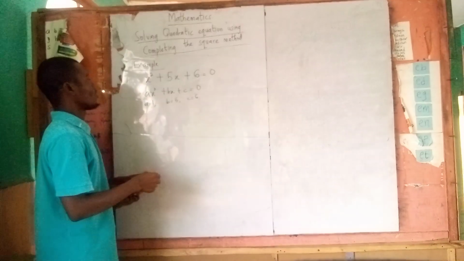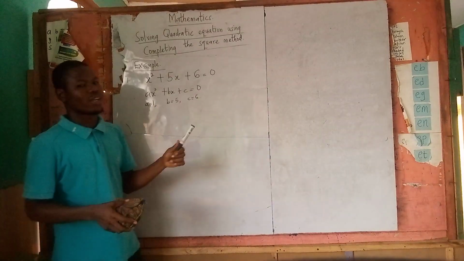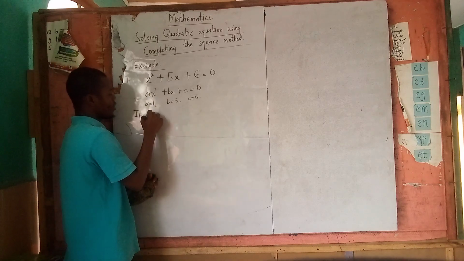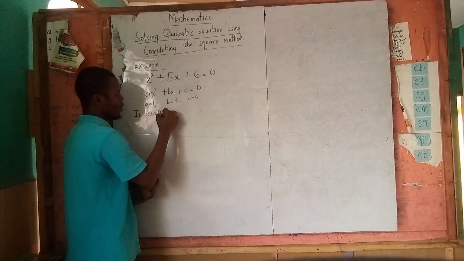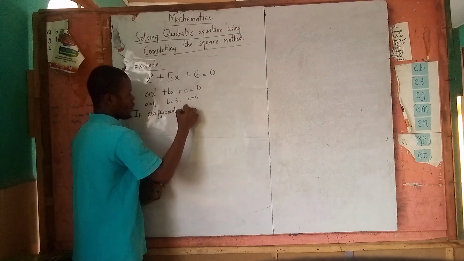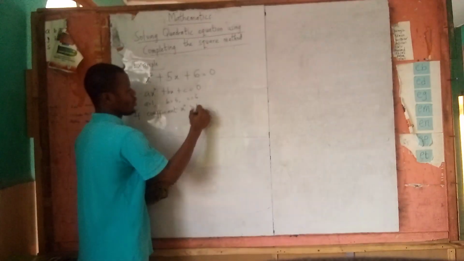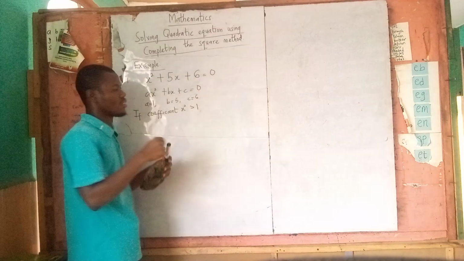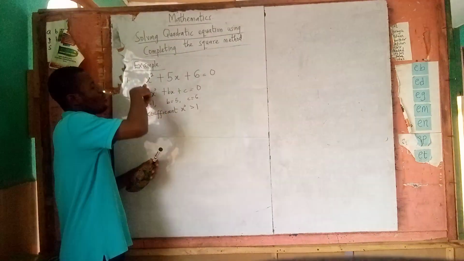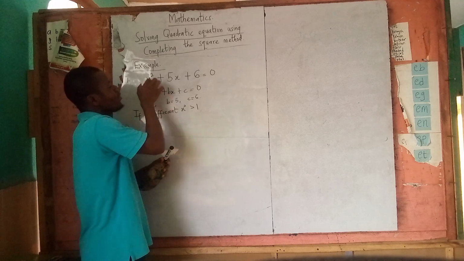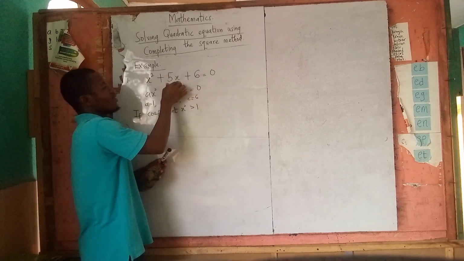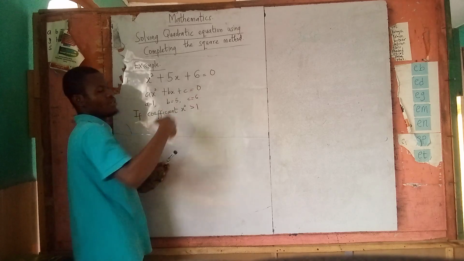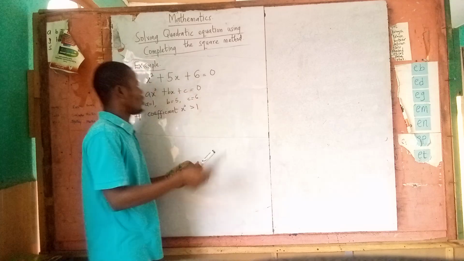So what do we do? Assuming the coefficient of x squared is greater than 1, what do we do? We divide through by that coefficient. Assuming you have 2 here, we are going to divide each of these terms by 2. In this case, you have 1, so dividing through by 1 does not have any effect. Just leave it like that.